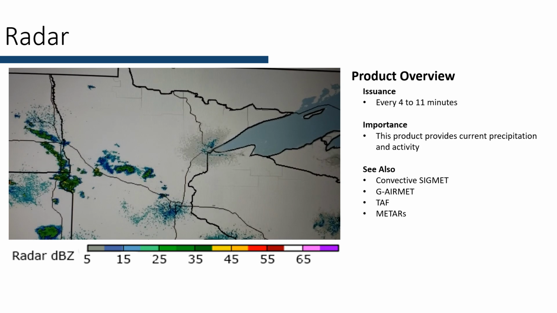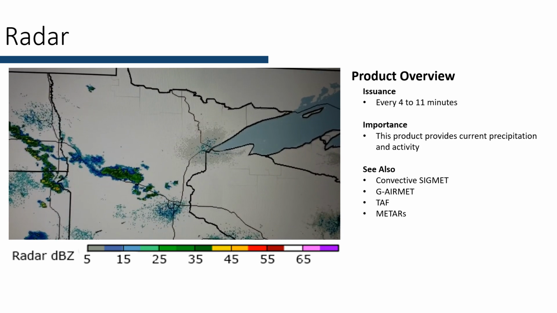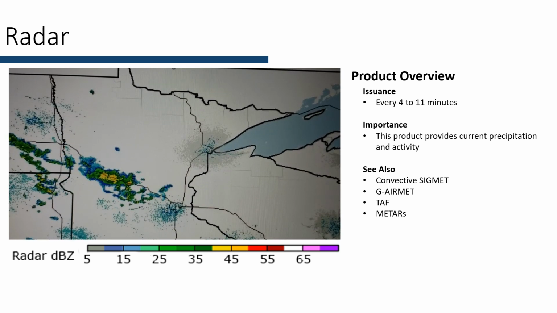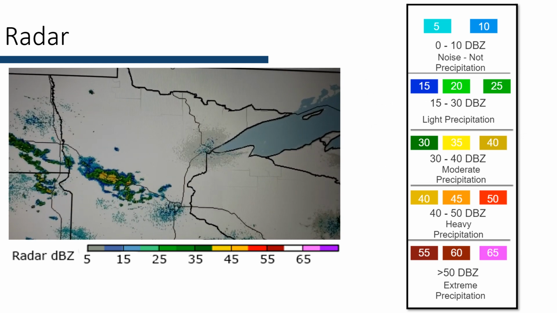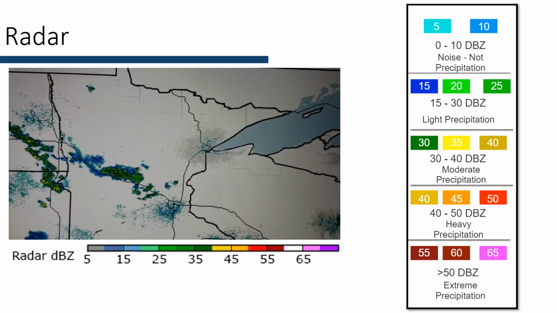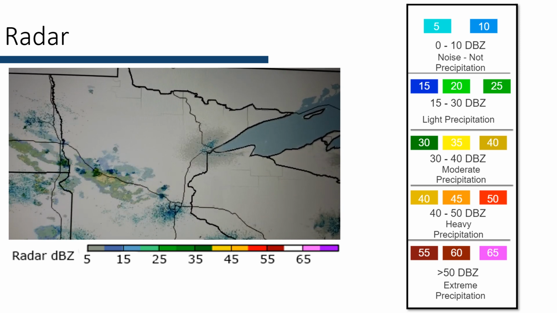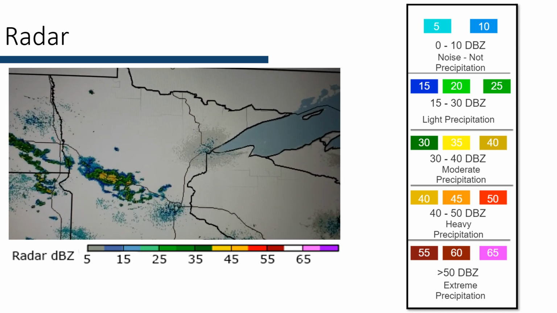Radar is issued every 4 to 11 minutes and provides current precipitation and activity in the area. Radar is measured in decibels. Fewer than 1 to 10 decibels is associated with noise and is considered no precipitation. 15 to 30 decibels is associated with light precipitation.